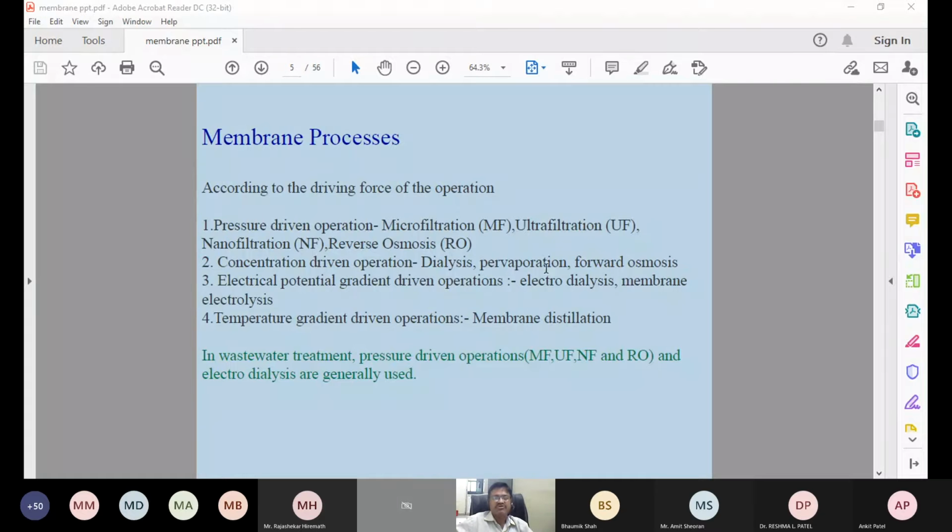Dialysis, pervaporation, forward osmosis are generally driven by concentration differences, which we will see. Electrodialysis we will also see. In electrodialysis, we use an electric potential gradient, with a cathode and anode, so that the cations and anions are attracted towards the membranes. And there are temperature gradient driven operations like membrane distillation.